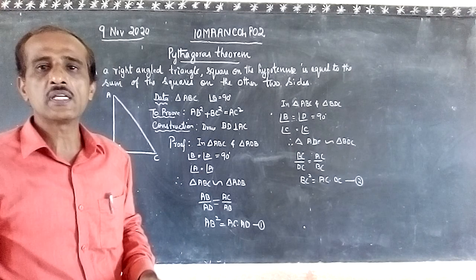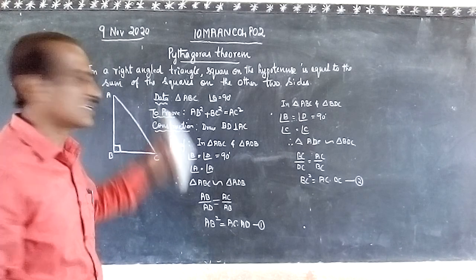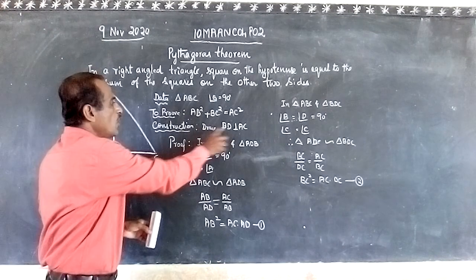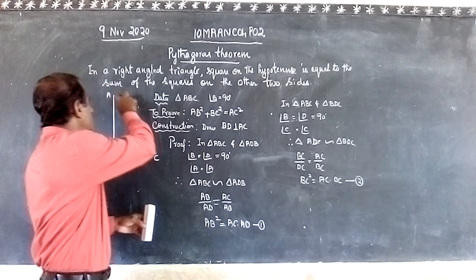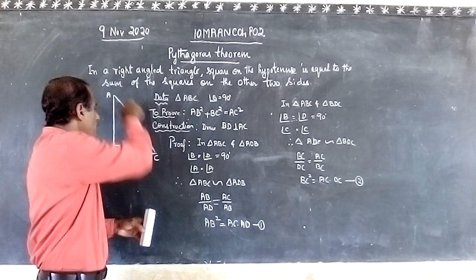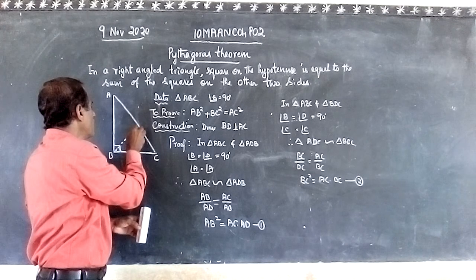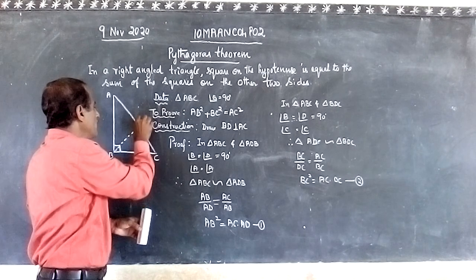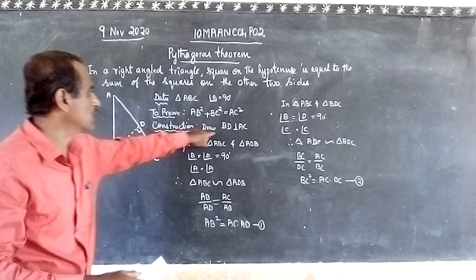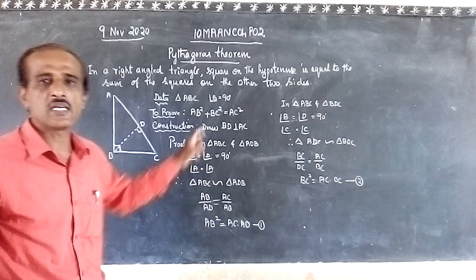To prove this, you have to do one construction. What you have to construct is: draw BD perpendicular to AC. From B, construct BD perpendicular to AC. Look at this. BD is perpendicular to AC. That is to be constructed. Draw BD perpendicular to AC.